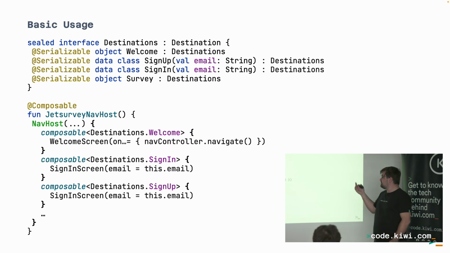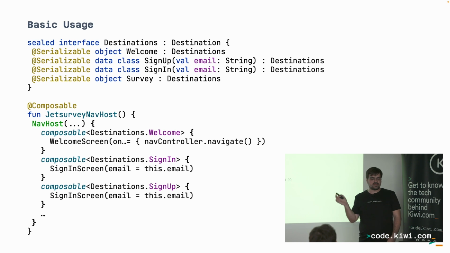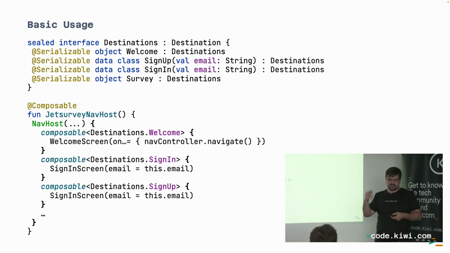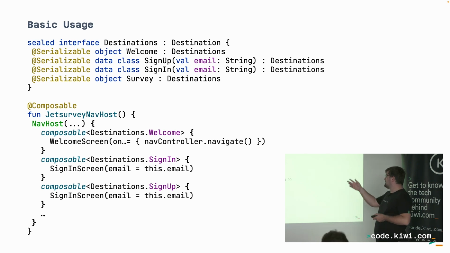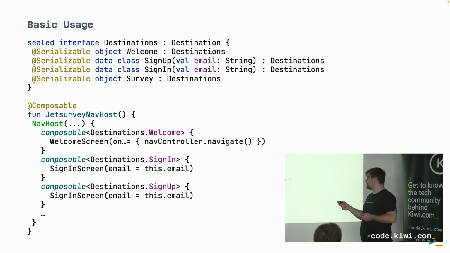This is probably the most used pattern, at least at kiwi.com, and it's documented in the documentation, how to use the library itself. You will define a sealed interface of your destinations. It will implement or at least inherit the required destination interface, and you will make them serializable. Then in the nav host, you will use those generic composable functions to define your destinations, and you're good to go. But it may be verbose, or you may want to use something else.